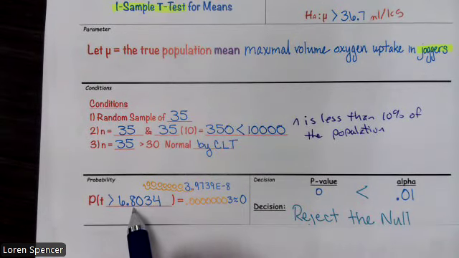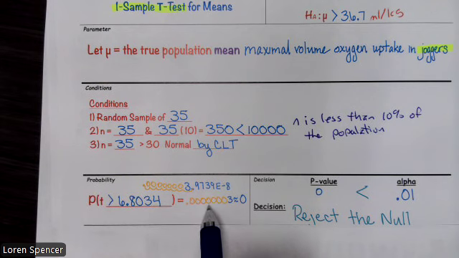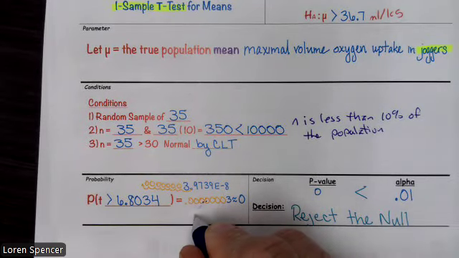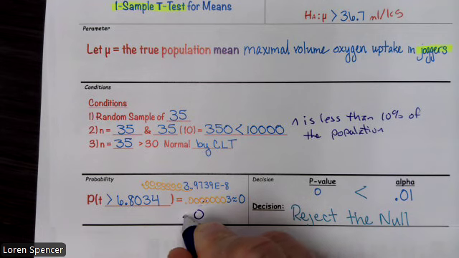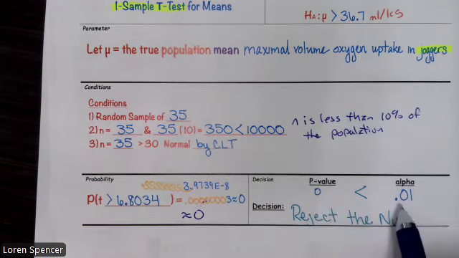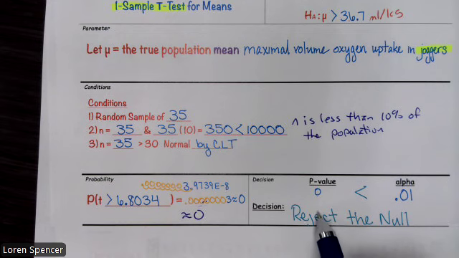So with that said, the probability that t is greater than 6.8034 equals... anytime you get to 4 zeros, you can say, you know what, it's approximately 0. So our p-value is 0, which is less than the alpha that they gave us, 0.01. So our decision is reject the null. Anytime the p-value is less than alpha, we reject the null.